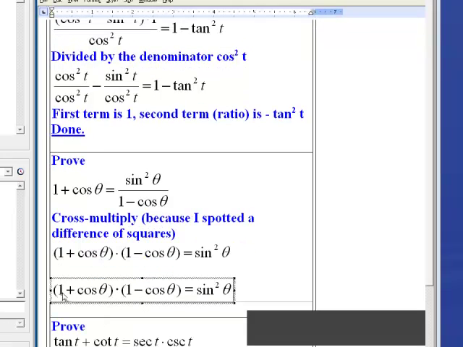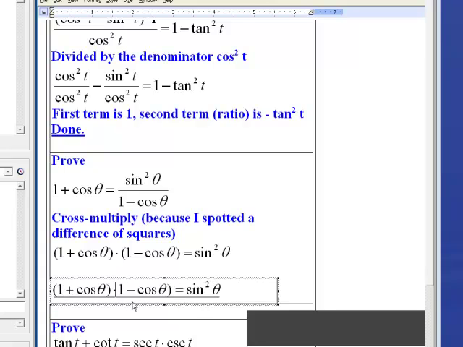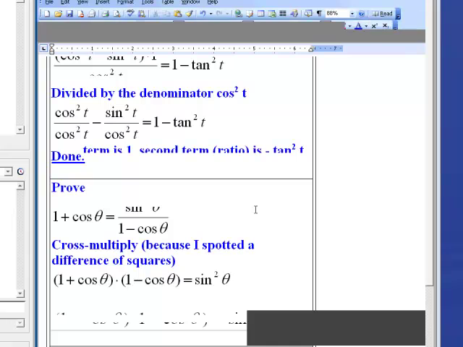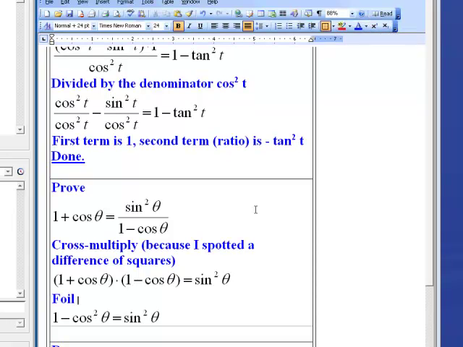So you have a difference of squares, which is going to come out to 1 minus cosine squared. The parentheses, 1 minus cosine squared. It's a FOIL. The difference of squares, and of course, in the difference of squares, the two middle terms cancel out. And now I'm actually done.